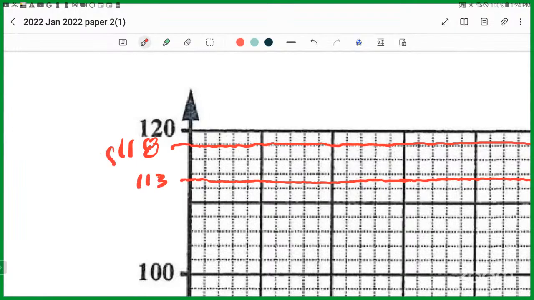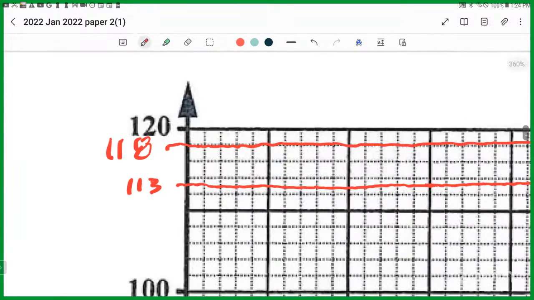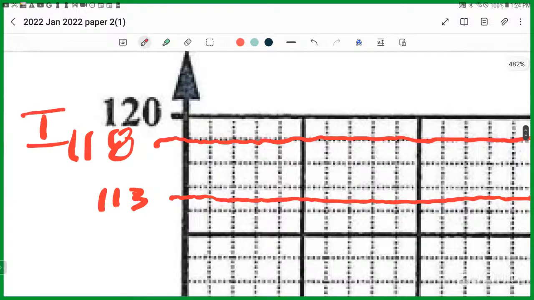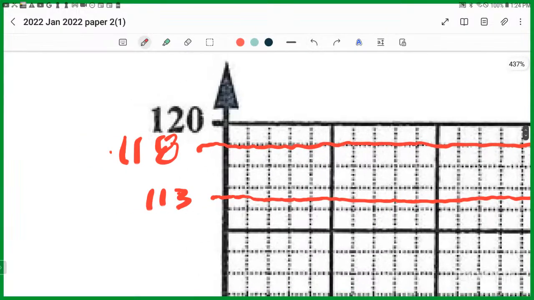So this interval is the interval. So the top interval is 2, right? The top interval between those two boundary values is 2, which we'll have on the table. This interval is 5, from 113 to 118. That interval is 5.